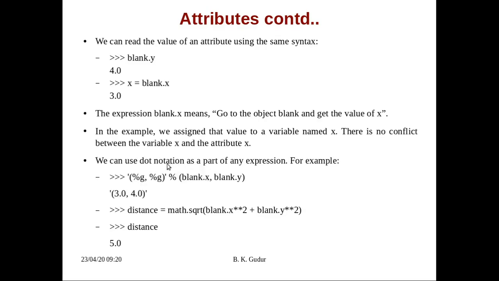We can use dot notation, as we have used, and using this we can even find a distance. Look at this: distance is equal to the square root of, when a point is given, if we want to find the distance between two coordinates. It can be calculated as math.sqrt of x squared plus y squared, meaning under the square root x squared plus y squared. That can be done here.